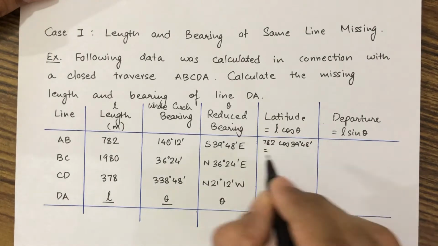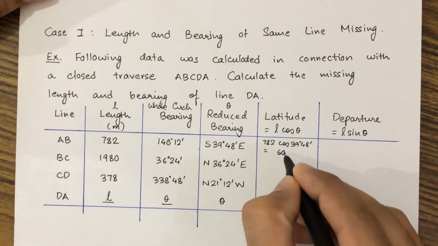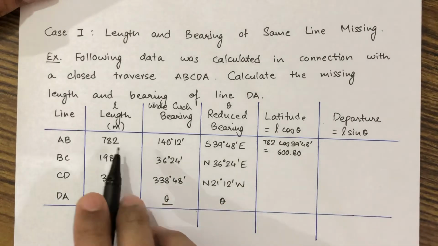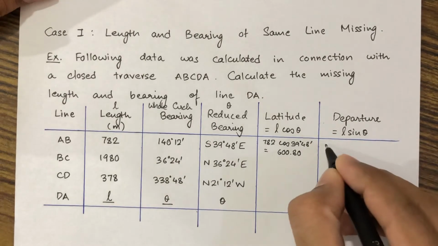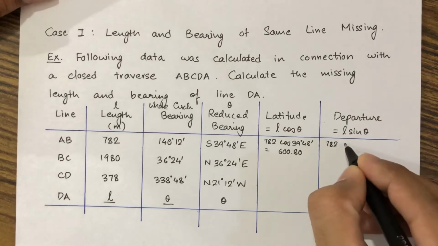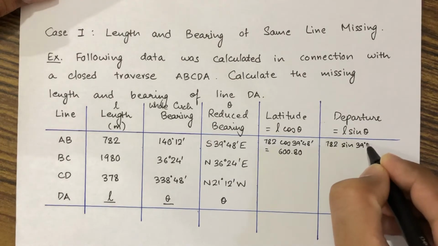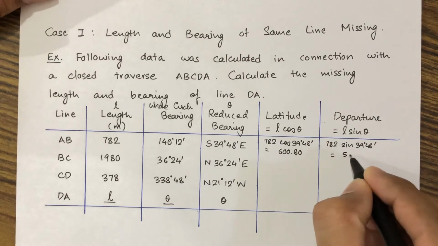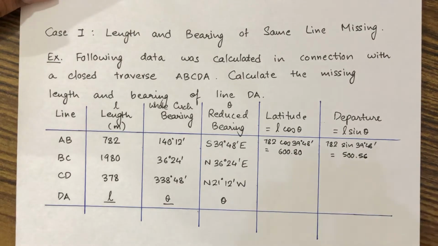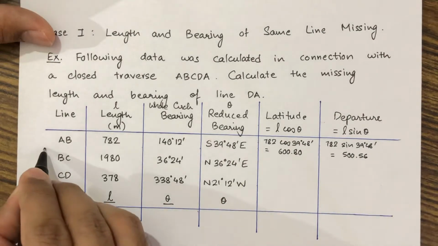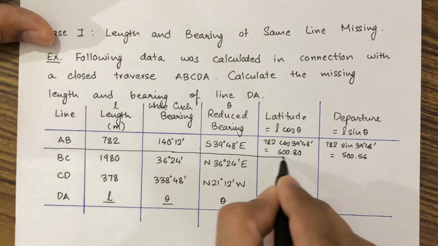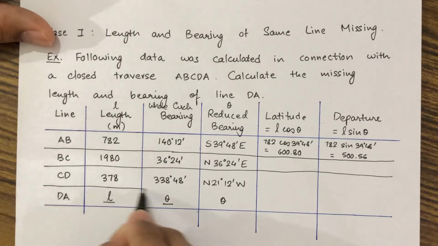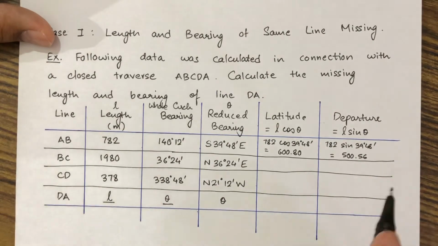So this value comes out to 600.8. Similarly, departure will be 782 sin 39 degree 48 minutes. So this value comes out to 500.56. Okay, so this is for line AB. Similarly, we need to calculate for line BC.